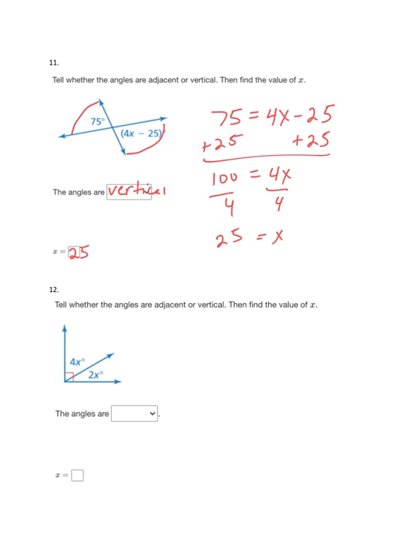And then number 12, these two angles are not vertical, they are adjacent. They're right next door to each other. And adjacent angles aren't necessarily complementary, but these two angles are complementary. We can see that together they create a 90-degree angle. So we know that 4x plus 2x is equal to 90. We can simplify 6x equals 90. We'll divide both sides by 6, and we get x equals 15.